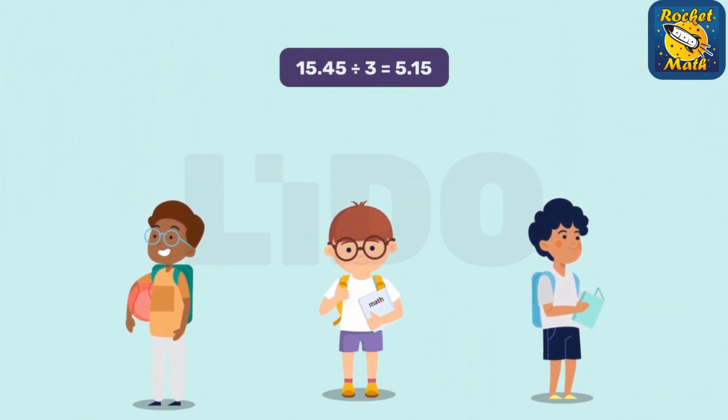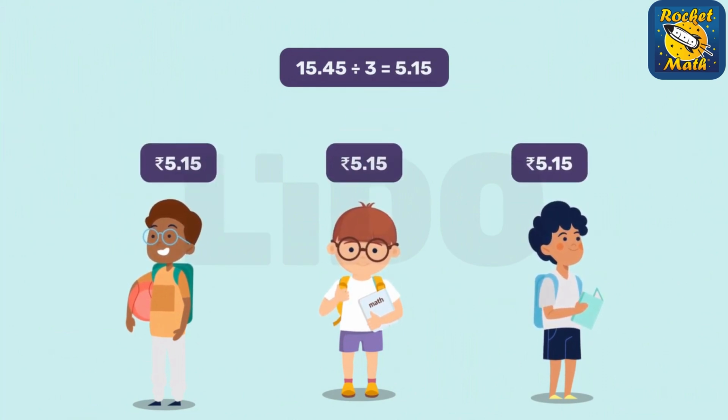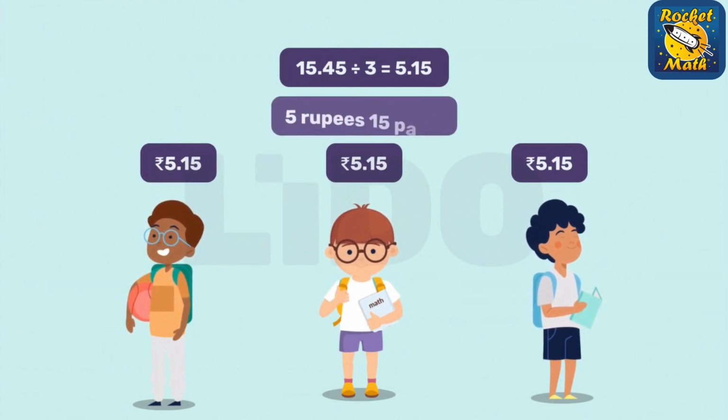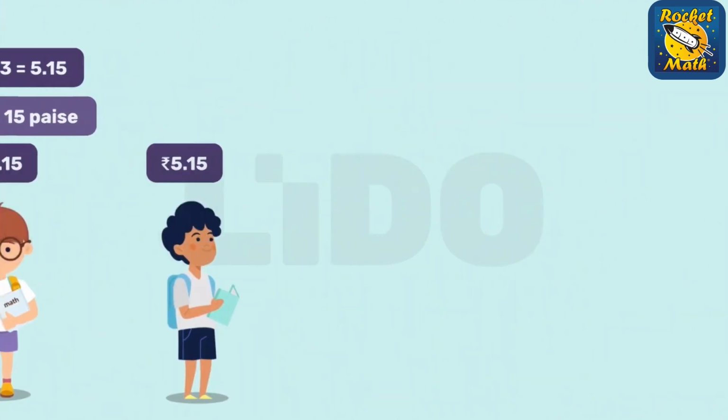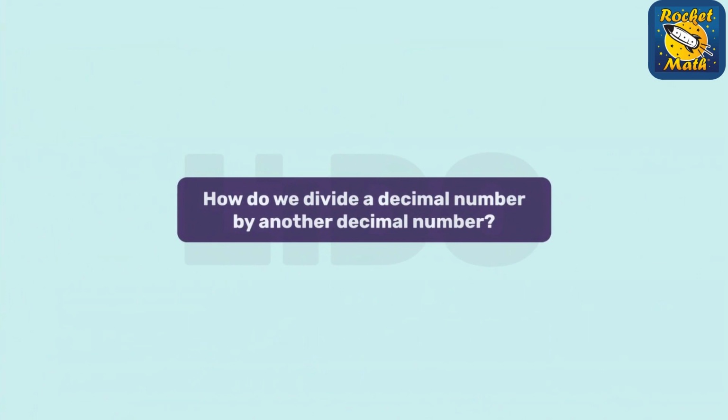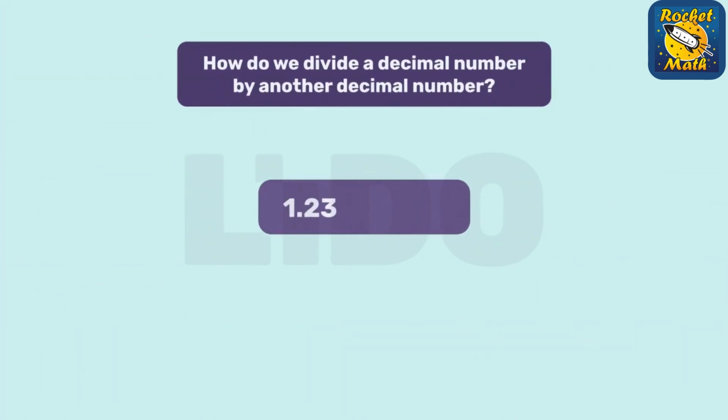So, each of them gets rupees 5.15. That's 5 rupees and 15 paise. But what if the divisor is also a decimal number? How do we divide a decimal number by another decimal number? Let's divide 1.23 by 0.3.